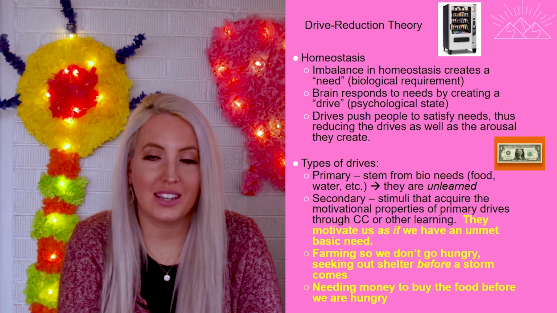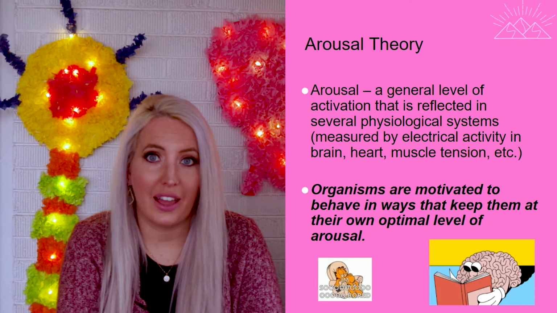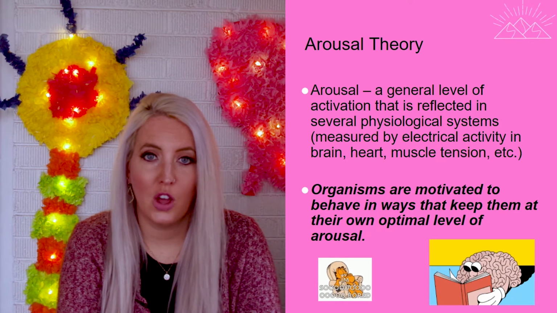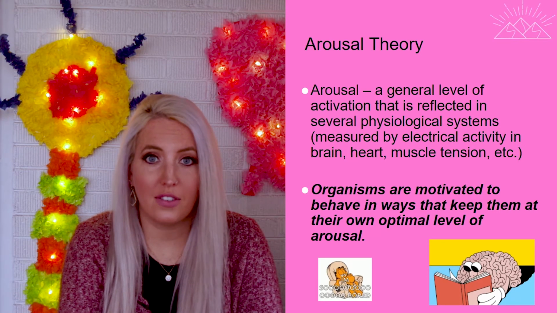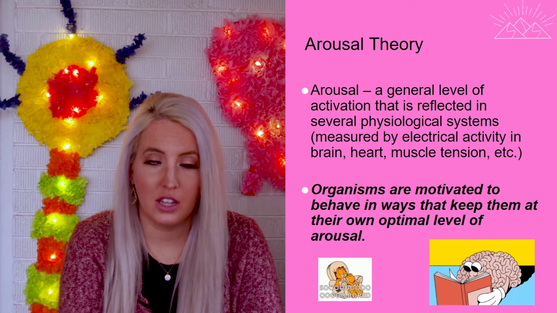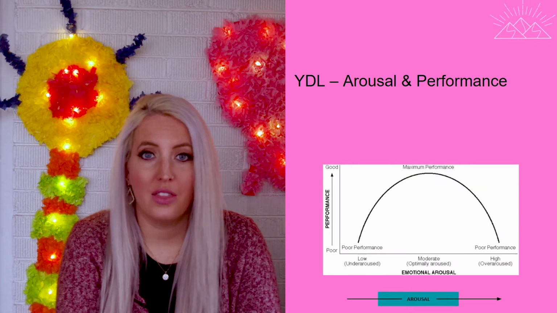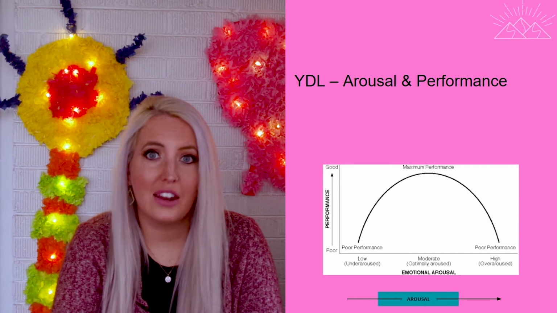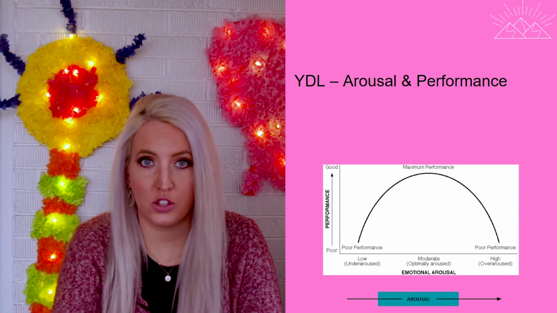Arousal theory focuses on the activation of our physiological symptoms. So things like our brain, our heart, our muscle tension, and so on. Organisms are motivated to behave in a way that allows us to achieve our optimal arousal level. And this is called the Yerkes-Dodson law that shows us what our optimal arousal level is. This is going to vary based on the different activities we engage in, and it's also going to vary based on the difficulty of the tasks that we are doing.